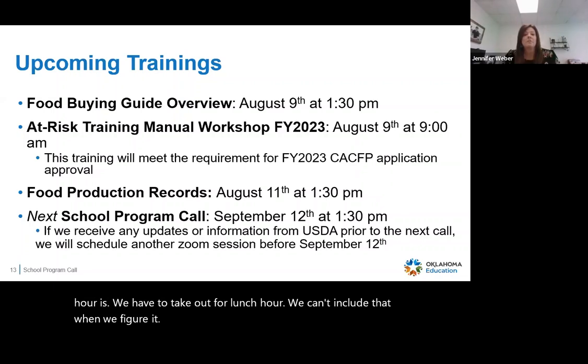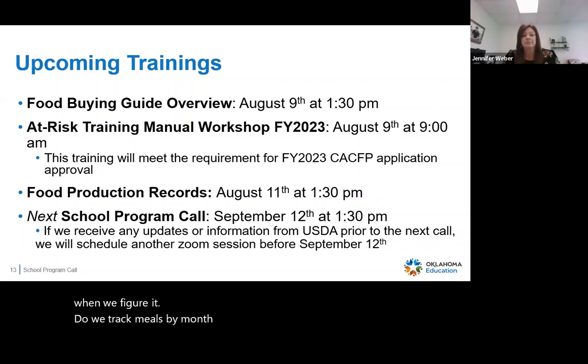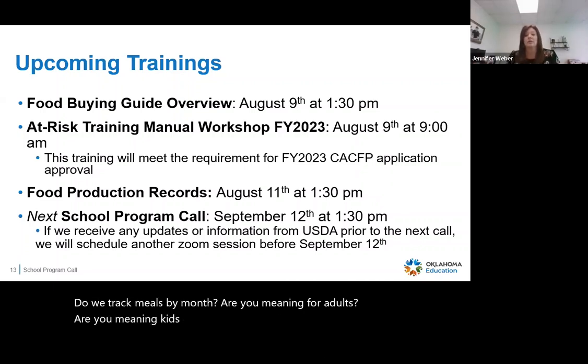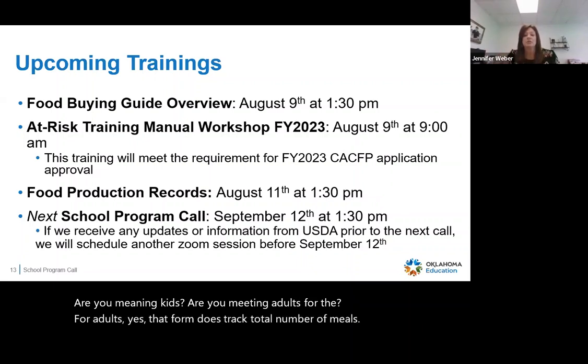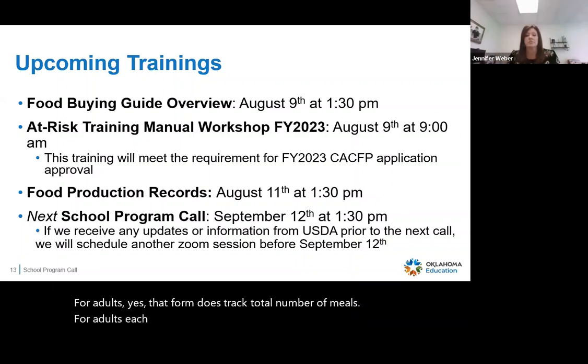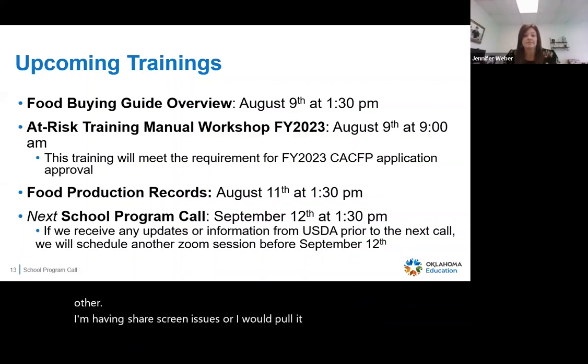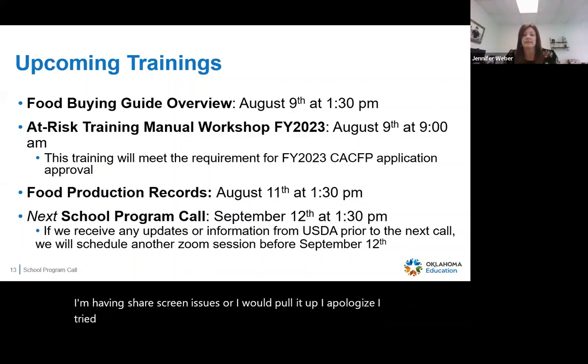Do we track meals by month? Are you meaning for adults? Are you meaning kids? Yes, that form does track total number of meals for adults each month. Lunch on one side and breakfast on the other. I'm having share screen issues, or I would pull it up. I apologize. I tried that at the very beginning and something's not right.